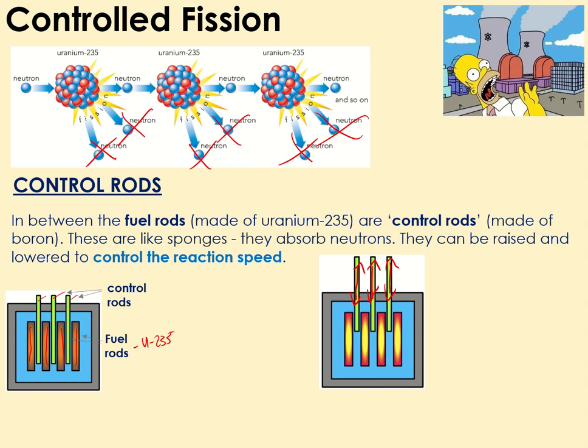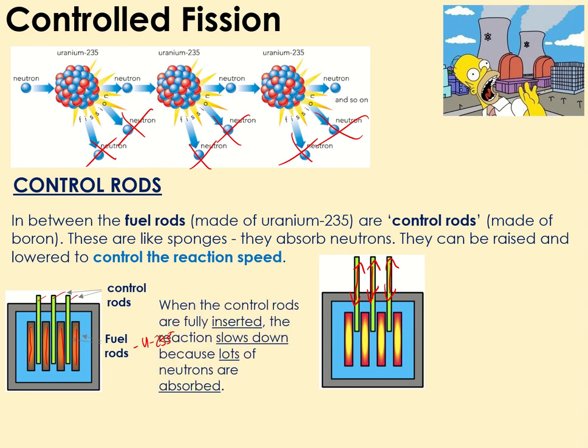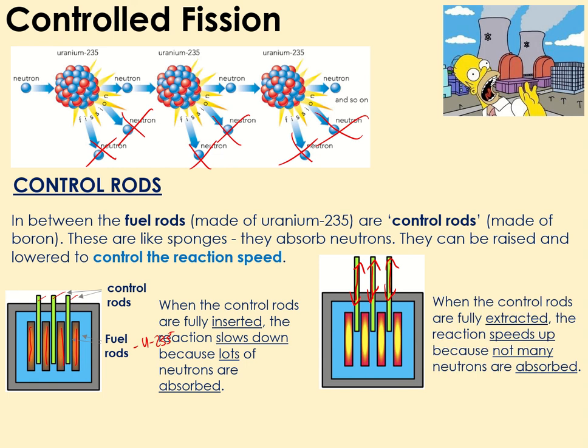So again, if you think about comparing it to a sponge, if you want a sponge to absorb a lot of water, it needs to have a lot of contact area. So on the left here, you can see that the control rods are all the way pushed into the reactor. So when they're pushed in, they've got a lot of contact area, so that will slow the reaction down because a lot of neutrons are absorbed. When we're pulling them out again, like we've got on the right, there's not much contact area, so not many neutrons get absorbed and the reaction can speed up again. Okay, so the reaction is controlled with control rods, and that allows us to carefully monitor the reaction speed.